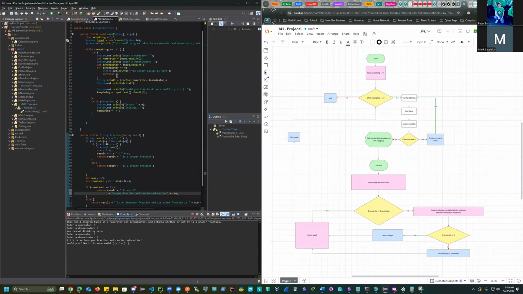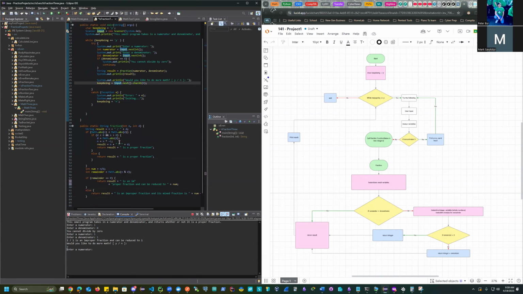It then exits this method and asks the user if they would like to do more math, where it assigns the variable, keep going, to our next character input. In this case, we're going to press yes.